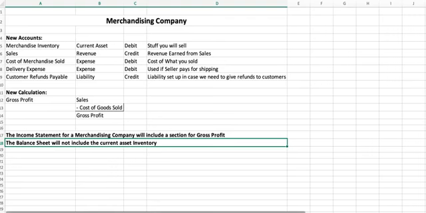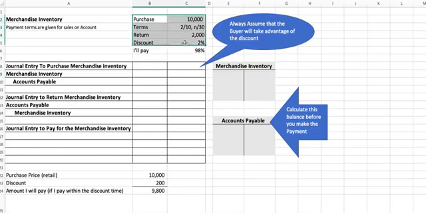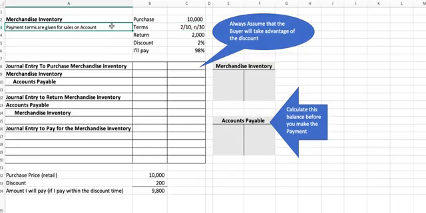Now let's look at the journal entries. Here's the information for our problem at the top of the screen. We're going to purchase inventory worth $10,000. The credit terms are we can save 2% in 10 days, or the full amount is due in 30 days. Credit terms are given for sales on account. Also, a few days later, we're going to return $2,000 worth of the merchandise.